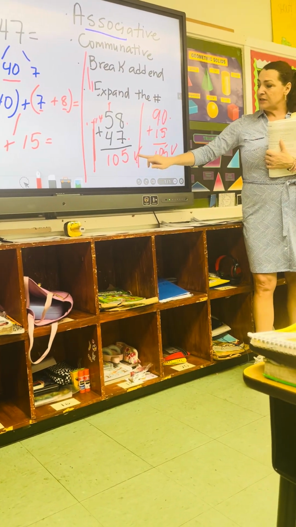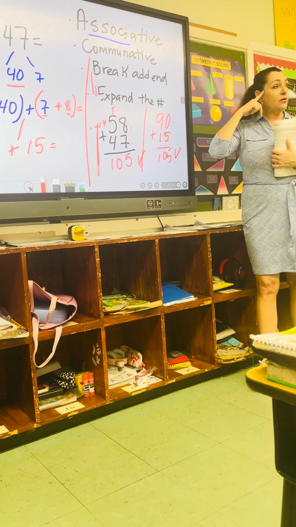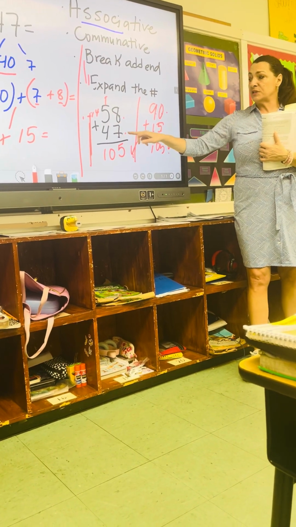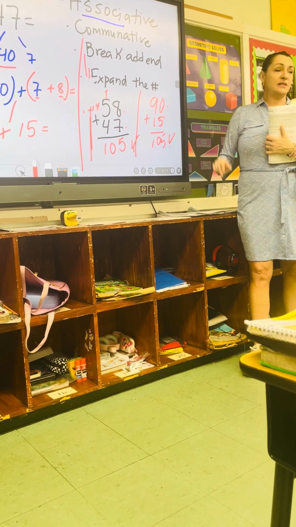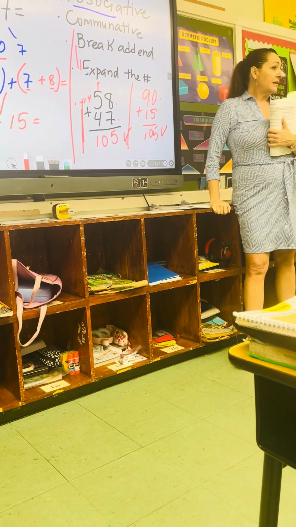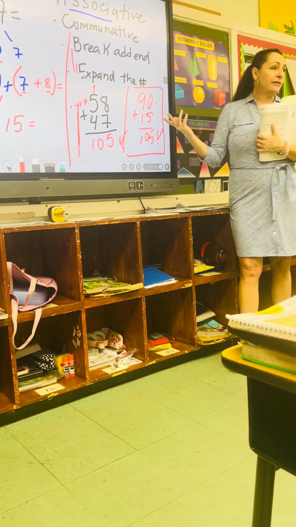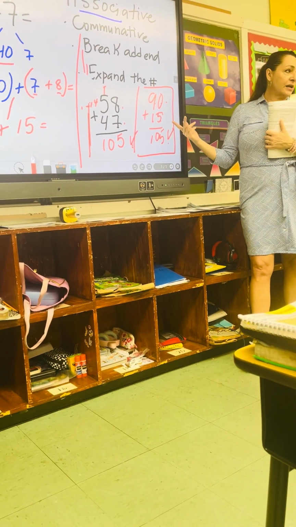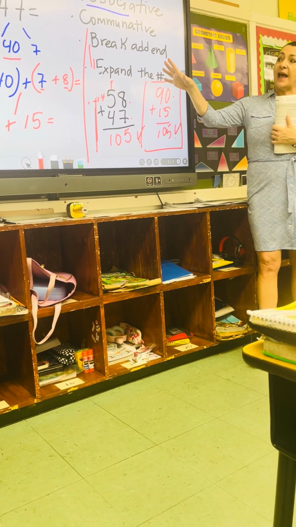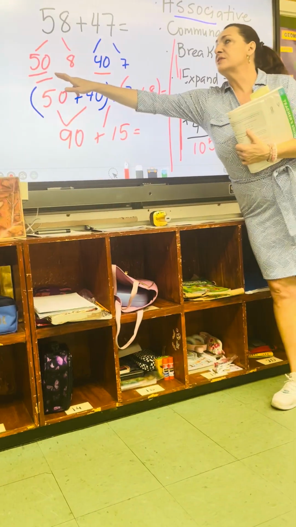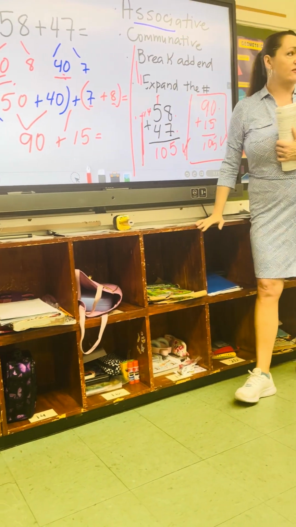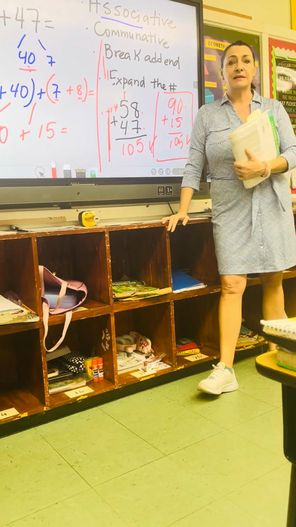Which is easier for you to add in your head? 58 plus 47 or 90 plus 15? 90, yes. That's why it's a shortcut to add numbers. When we break down the addends and we have a 0, it's much easier to add with zeros. Make sense? Yes? Okay, thank you.